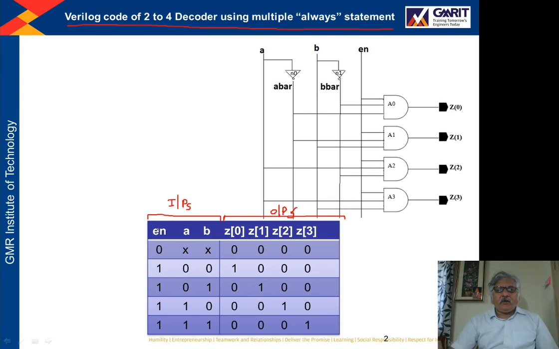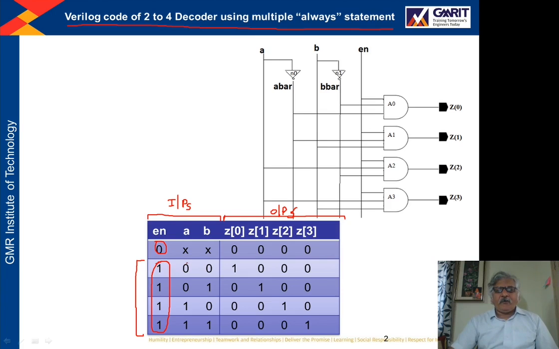If the enable input is 0, then whatever may be the inputs A and B, we kept don't care conditions XX here, so whatever may be the value of A or B, all the outputs will remain 0. And for the normal operation of this decoder, the enable input should be 1. So see here, in the remaining 4 cases the enable input is 1, so we will concentrate here.